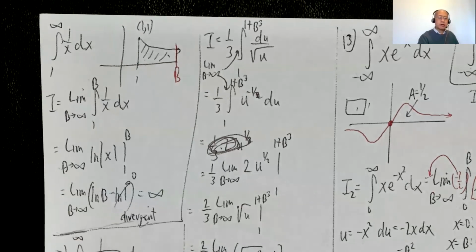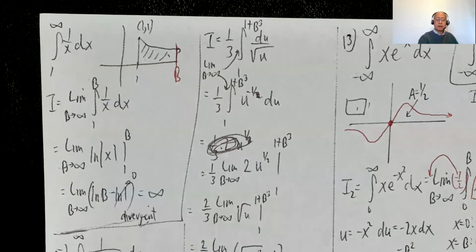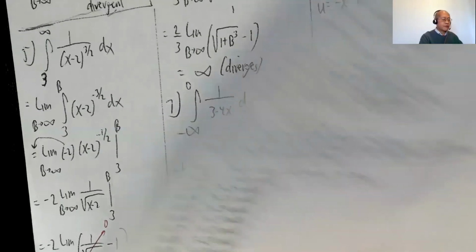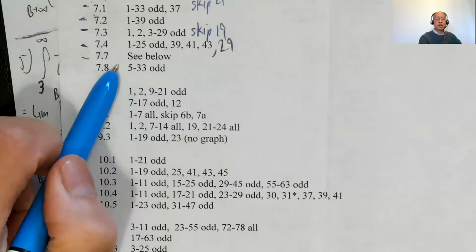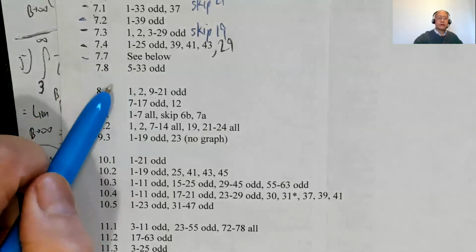All right, and next time I'll get started with some of the problems on 7.8 on improper integrals. But for now, I think I've done 4 out of the 6 in 7.7, so we're done with that. And next time we'll do 7.8.